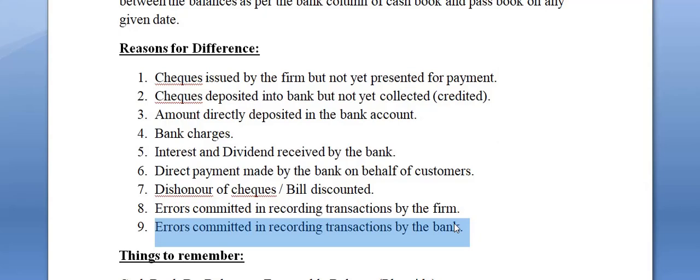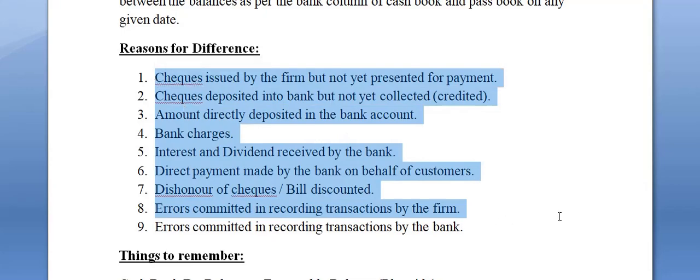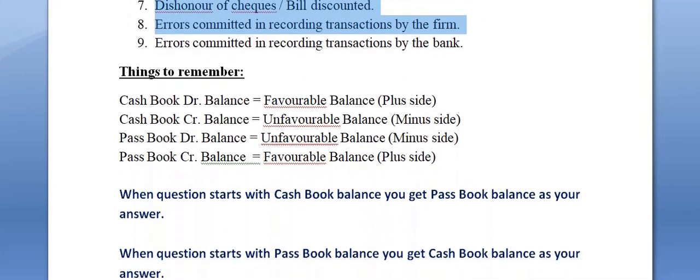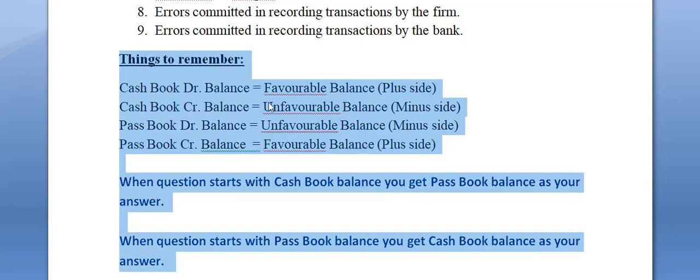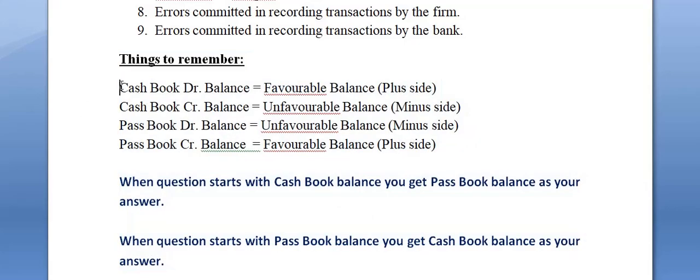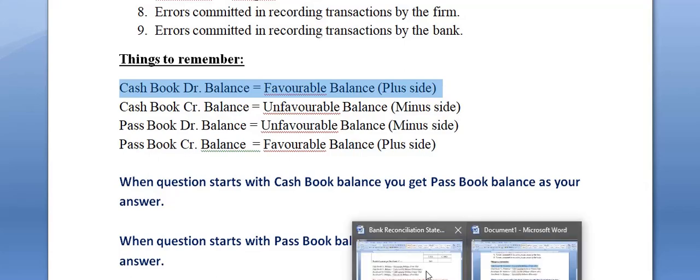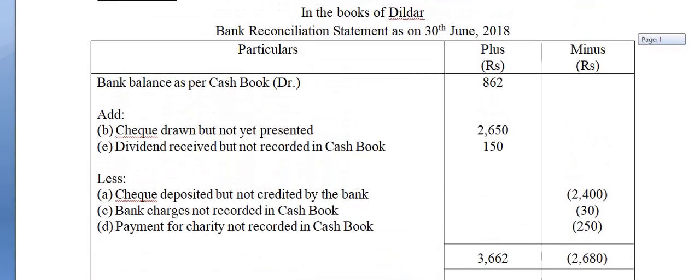Okay, so these are the 9 reasons for the differences of cashbook and passbook. Now, this is very, very important. You must remember these points. So what are they? Number one, cashbook debit balance means it is a favorable balance, and it should be recorded towards the plus side. Let me just show you here. This is your plus side and this is your minus side. This is the format of the bank reconciliation statement.